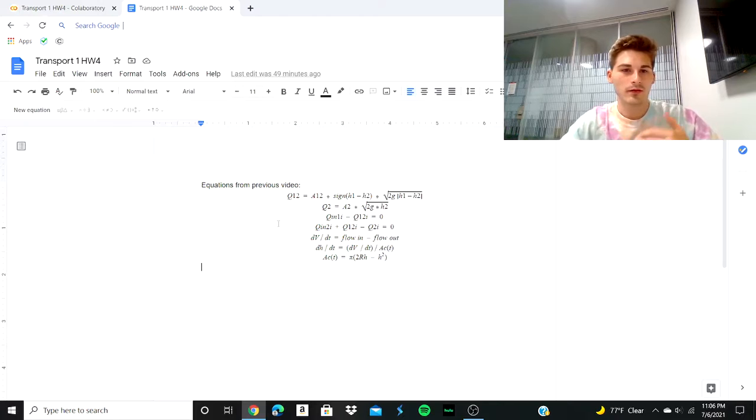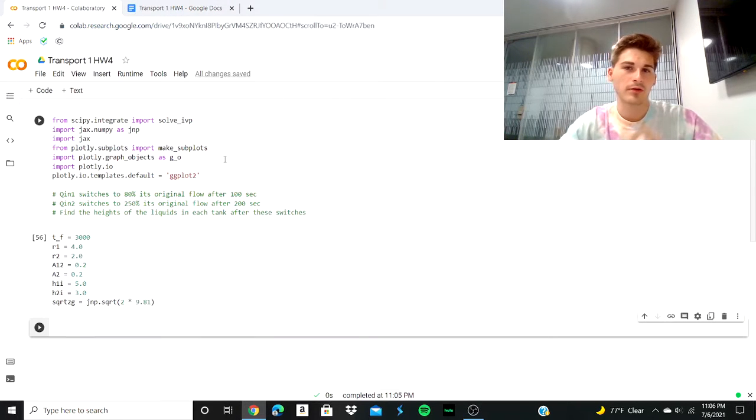And so these equations we also derived in the previous video, and we just have equations for the flow rates at an initial steady state, the changing of volume with time, the changing of height with time, that's the changing of height of the liquids in each tank, and then the cross-sectional area as a function of time for the liquids in each tank. So I'm not going to be going over the derivation of those, however in the previous video I derived them, and in this video I'll just use them.